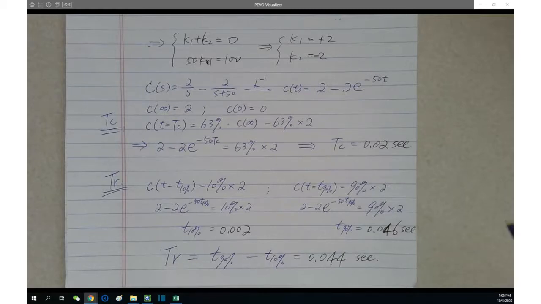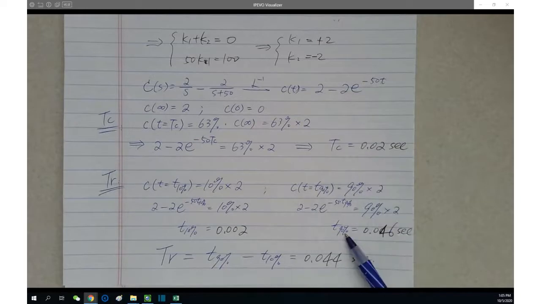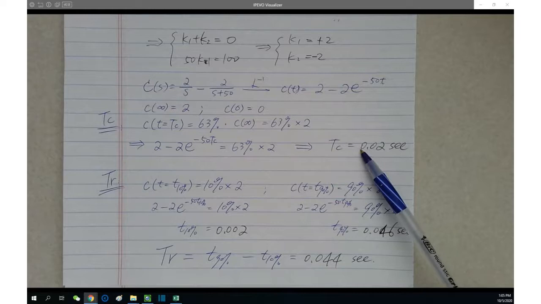Okay. And then the rise time, you need to find two time moments. And the difference between them is the rise time. One is 10%, another is 90%. I'm not surprised that the 10% time moment is lower than TC. The 90% time moment is higher than TC. Okay. And the difference between 90% and 10% is the rise time, T sub R. Okay.